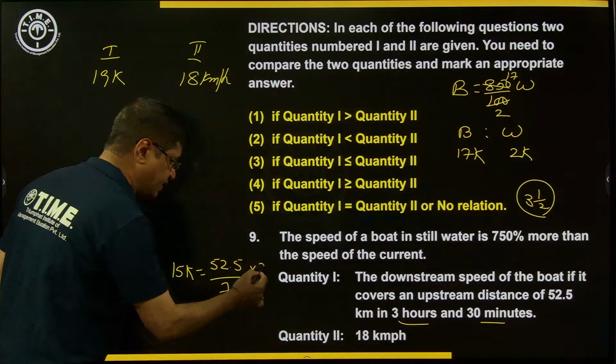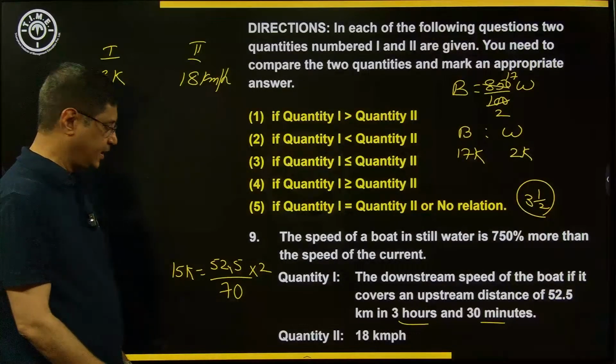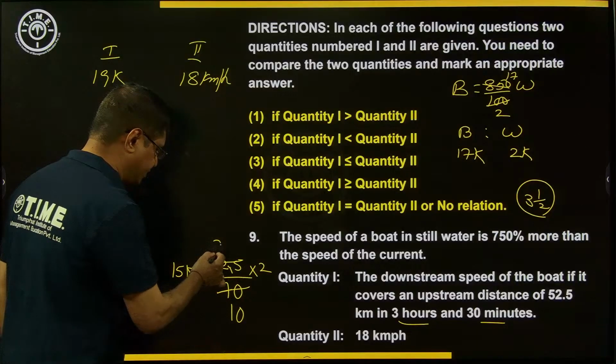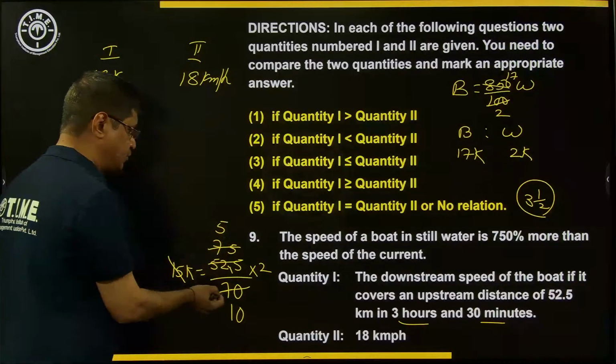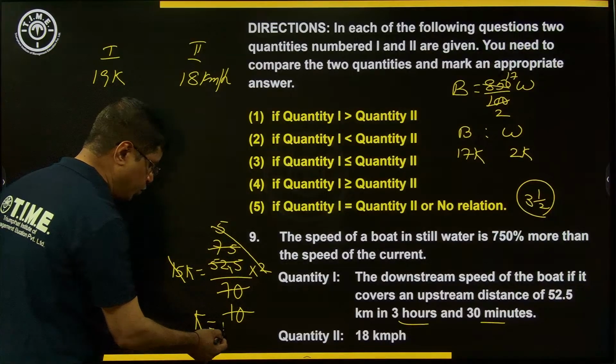By 2 means I am taking the other side. Remove the decimal, add 0 on the other end. Simplify. Now 7 10 times, 7 75 times. 15 in 75, it goes 5 times. 2 into 5 is 10, and 10 gets cancelled. Now the value of k is equal to 1.